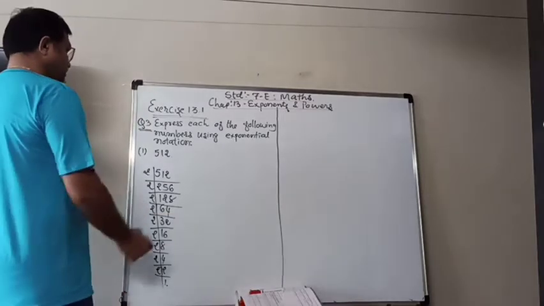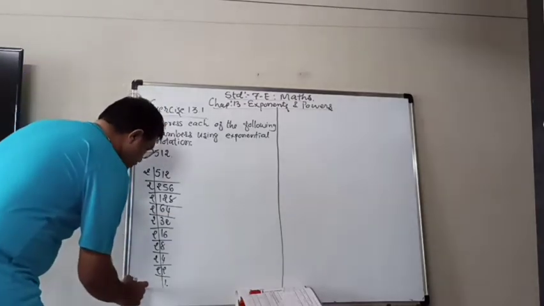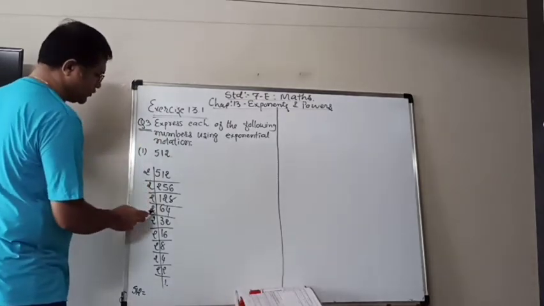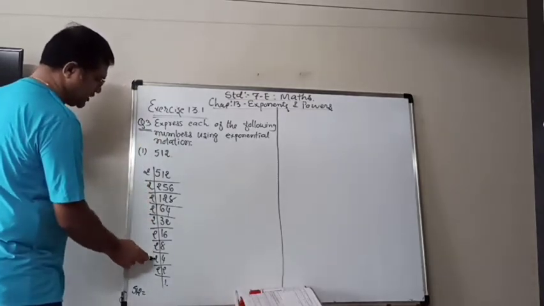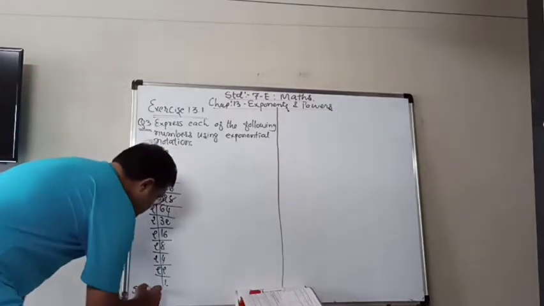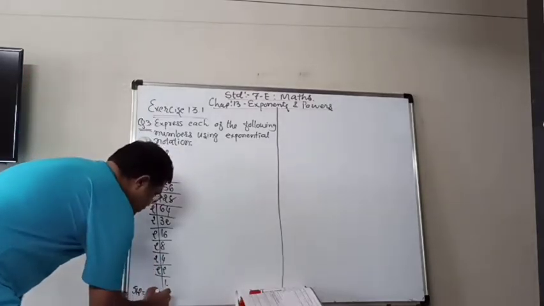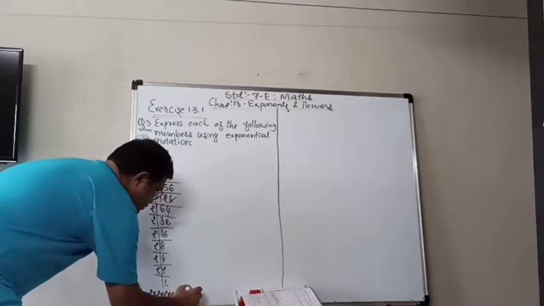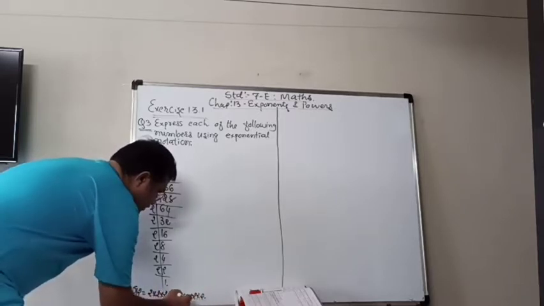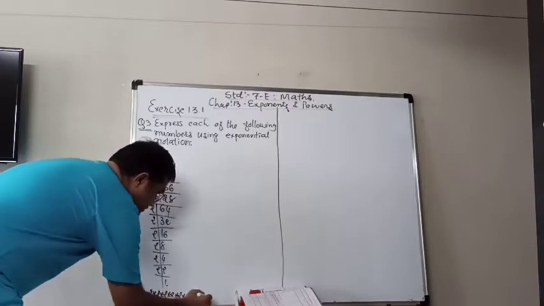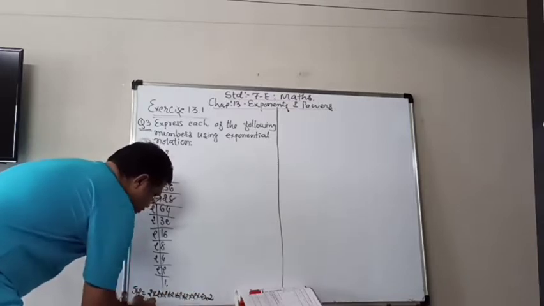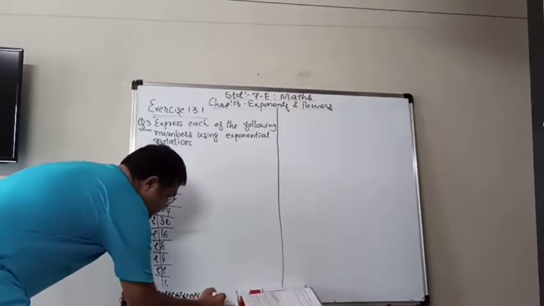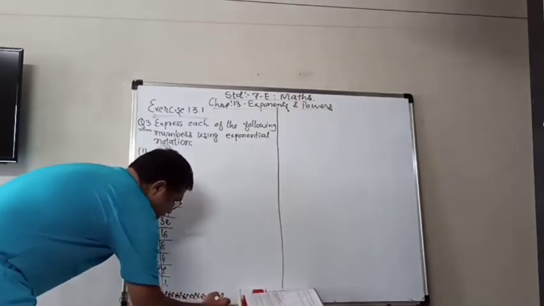So here you can see that 512 is equal to how many times? 1, 2, 3, 4, 5, 6, 7, 8 and 9 times, 2 into 2 into 2 into 2, and so on, 9 times. So we write it as 2 raised to 9.